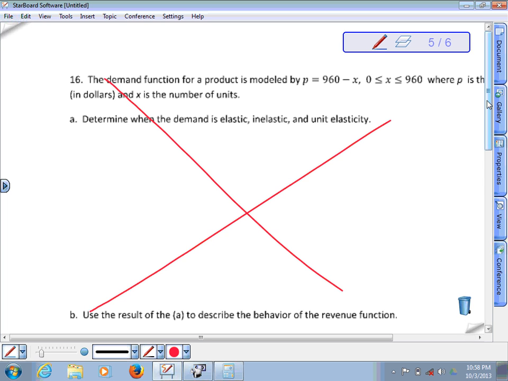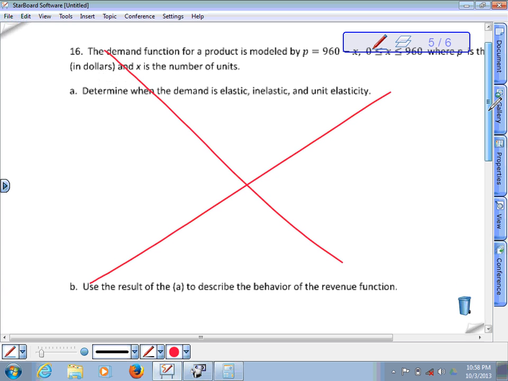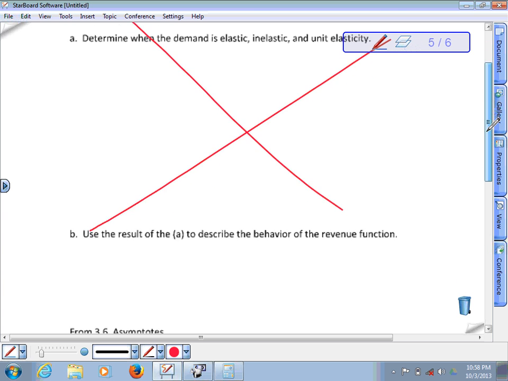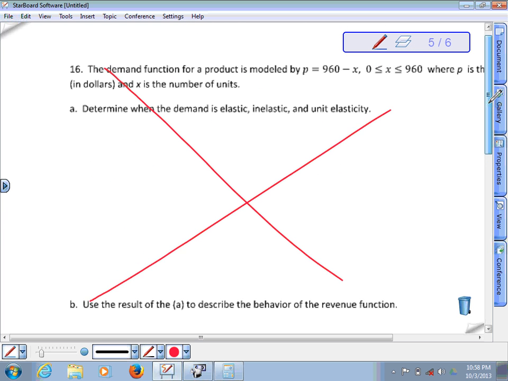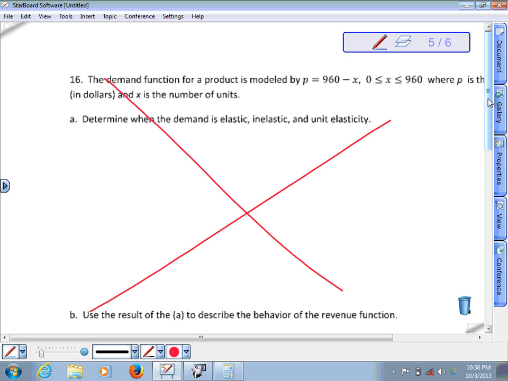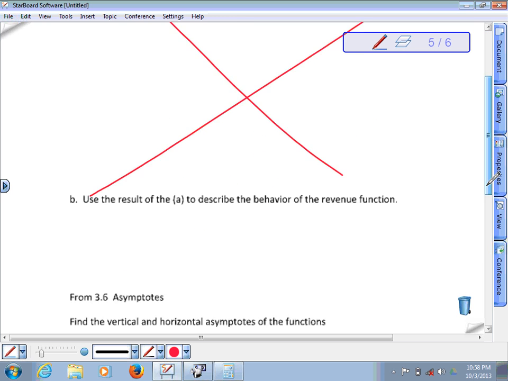You'll be happy to hear we didn't have time to cover 16. It wasn't in any of the discussions, nor in the notes. It will not be asked on the exam either. Didn't have time to talk about price when the demand is elastic, inelastic, and when it's unit elasticity. What that really means is if demand is elastic, then changing the price affects the number being sold. When it's inelastic, changing the price won't affect the demand. It's an interesting discussion. If I have time for it, we'll get back to it at a later time.